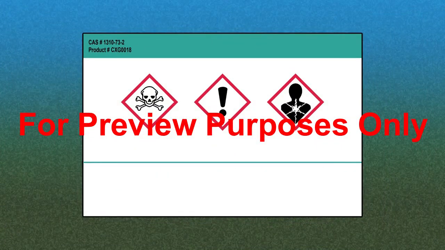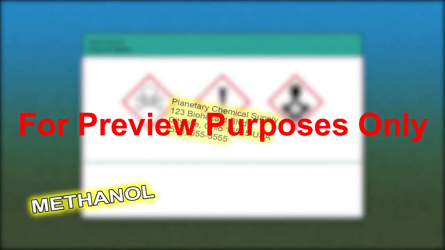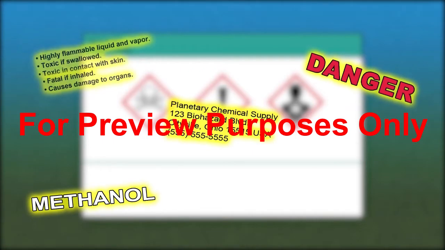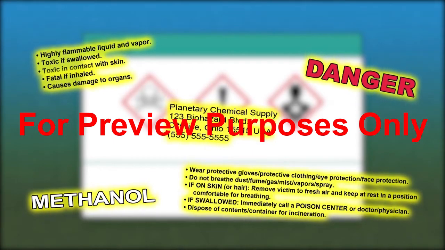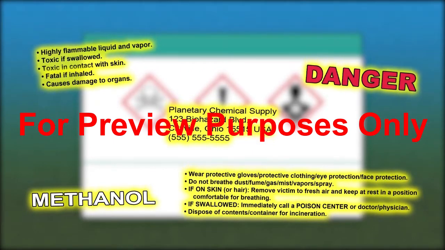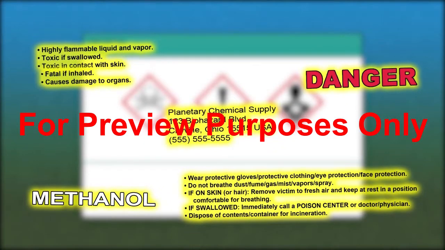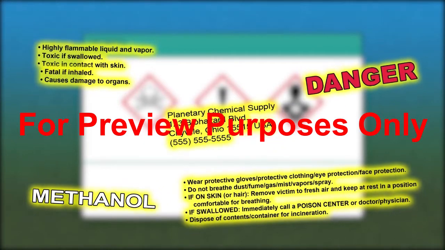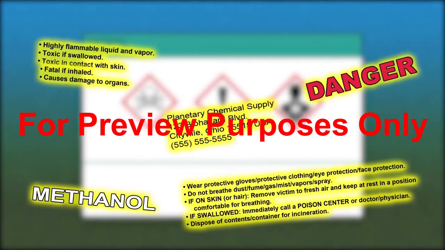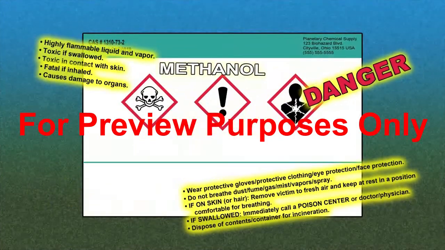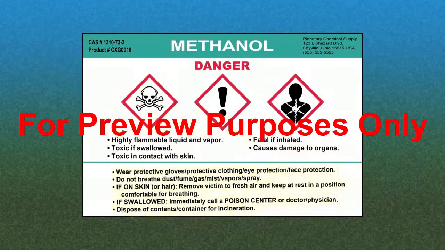GHS container labels use 5 text elements to describe a material's physical properties and hazards, as well as the precautions that should be taken when handling it. While GHS does not require text elements on container labels to appear in a specific format, the system does recommend a certain order and position for them.